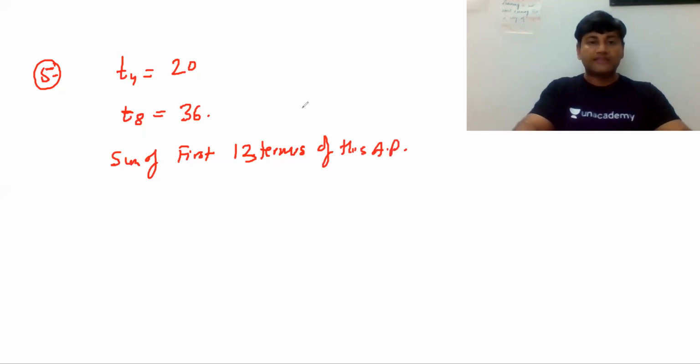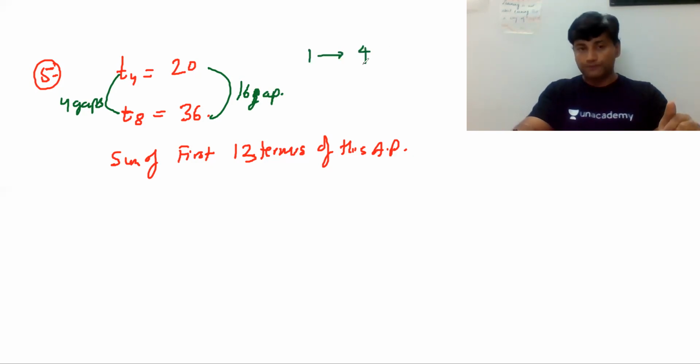Right? So how do you find the sum of 13 terms? Let me explain, guys. 4th term is 20. So you need to work with the gaps. So there are 4 gaps, and the gap here is 16. So 4 gaps is 16. 16 is the gap, na? So 1 gap will be 4. So 1 gap will be equal to 4.